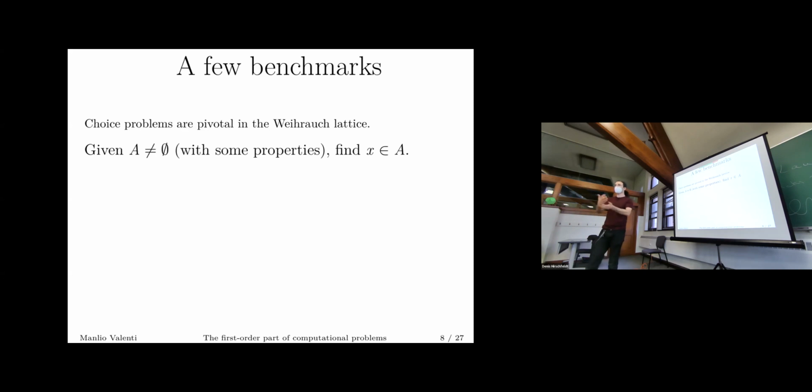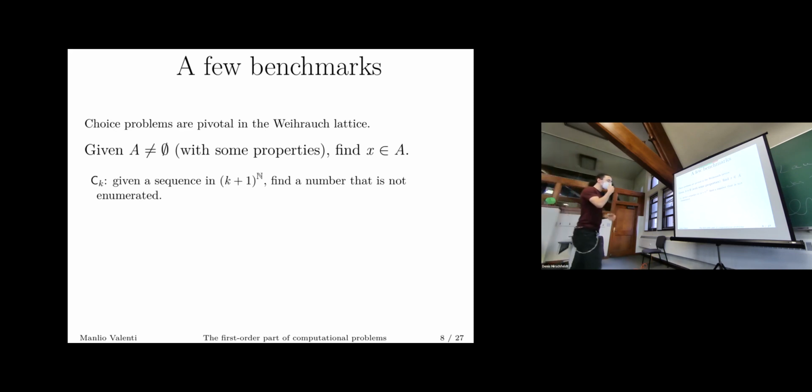And of course, the complexity depends on what is the set that you're going to allow, what are the properties, how do you code such a set, et cetera. So in particular, for example, we can think about choice on the finite space, choice on K, just a set of K points. You can rephrase it without ever mentioning closed set or representation or anything. You can rephrase it saying, okay, given a sequence of K plus 1, just produce a number which is not enumerated in the sequence.